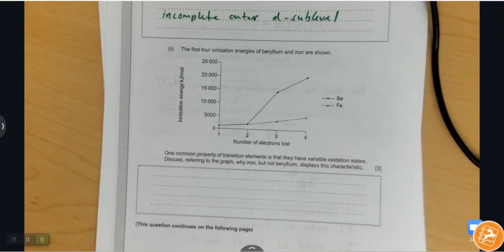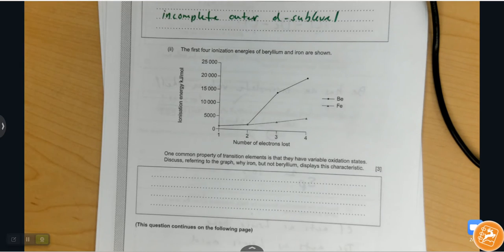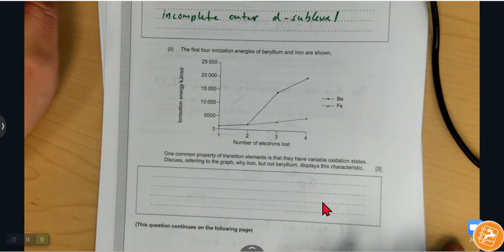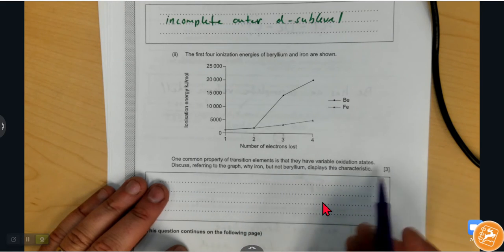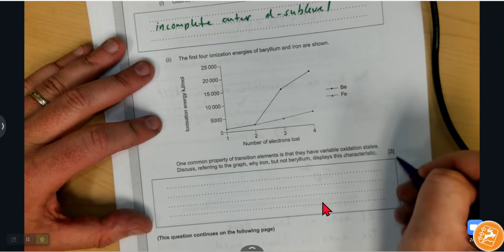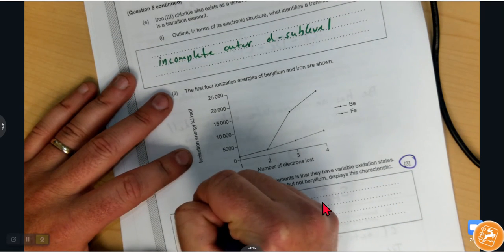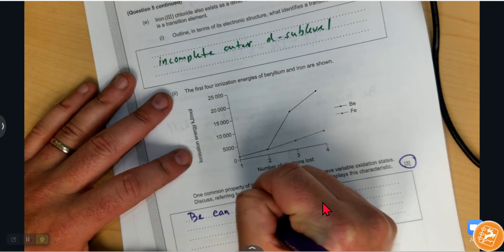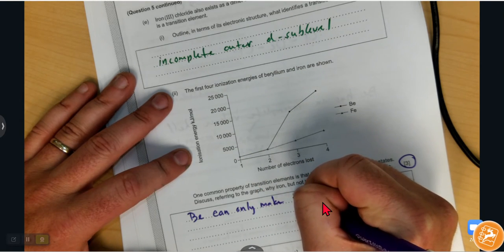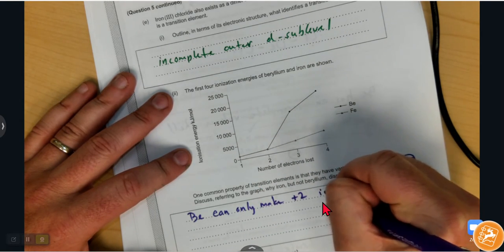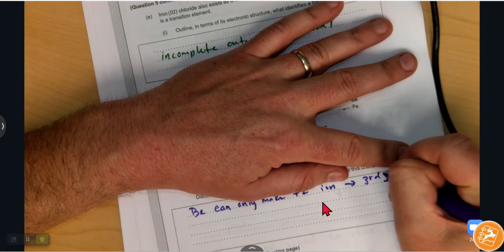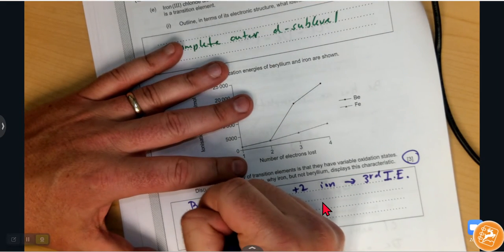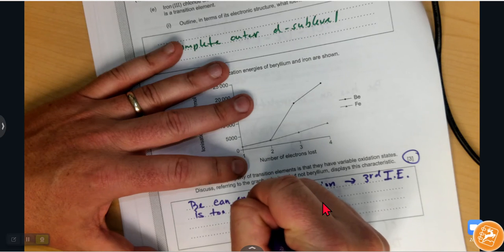The first 4 ionization energies of beryllium and iron are shown, with the beryllium being the dots. One common property of transition elements is that they have variable oxidation states. Discuss, referring to this graph, why iron but not beryllium displays this characteristic. So I'm seeing 3 marks here. I'm going to say beryllium can only make, I'm going to say, a +2 ion. The reason why is that the third ionization energy is too high to remove a third electron.